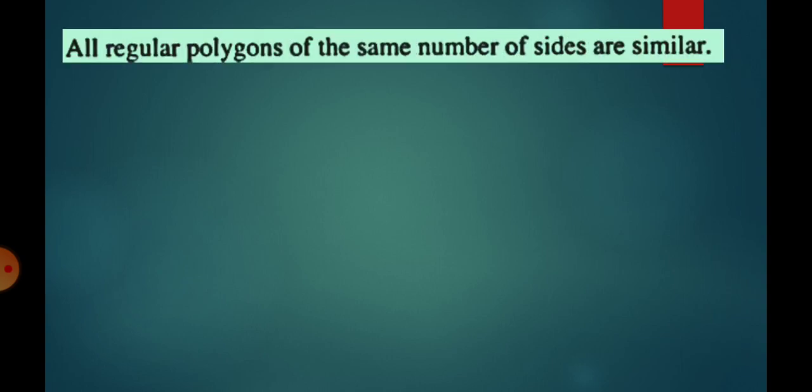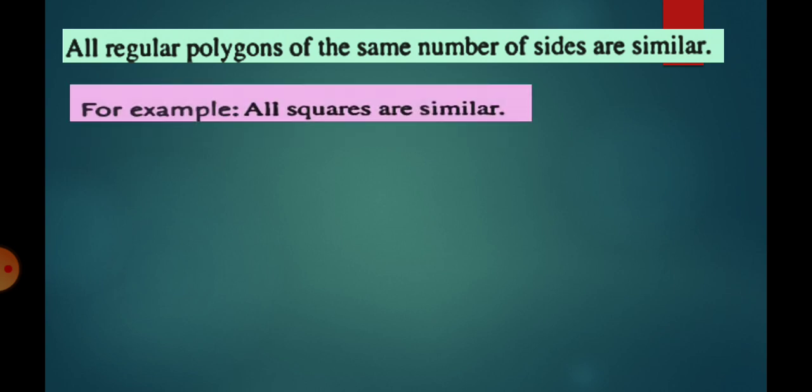All regular polygons with the same number of sides are similar. All squares are similar, all equilateral triangles are similar, all regular hexagons are similar, and so on.